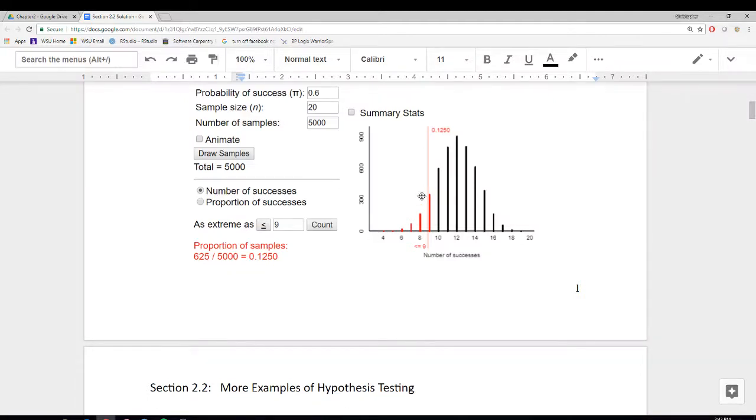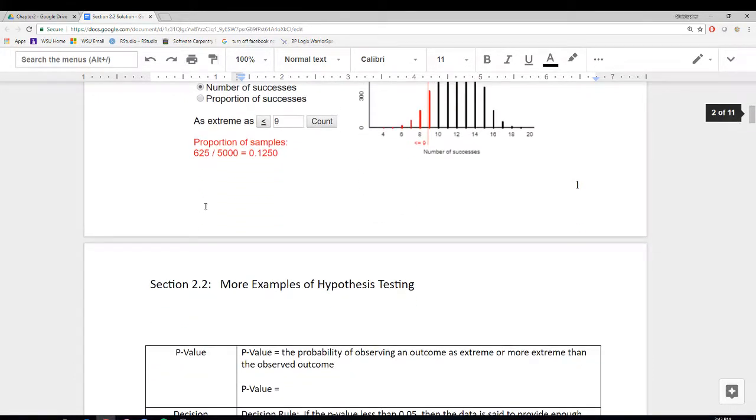When I do that, the app will automatically determine how many observations, of the 5,000 that is, how many of those observations from my simulation model sit at 9, 8, 7, 6, 5, 4, 3, 2, 1, 0. And when that is done, there are 625 observations that are as extreme or more extreme than my study outcome of 9. That is 625 out of 5,000. That ratio turns out to be 0.125. Therefore, the p-value for this analysis is 12.5%.